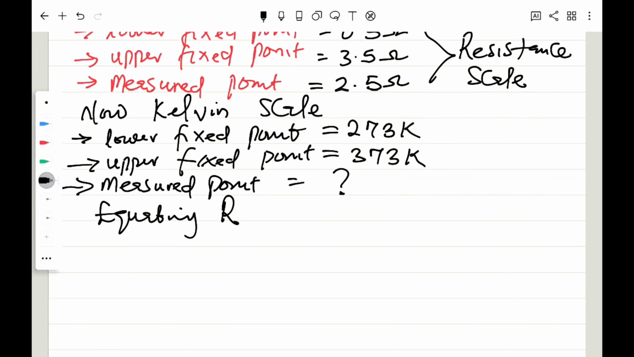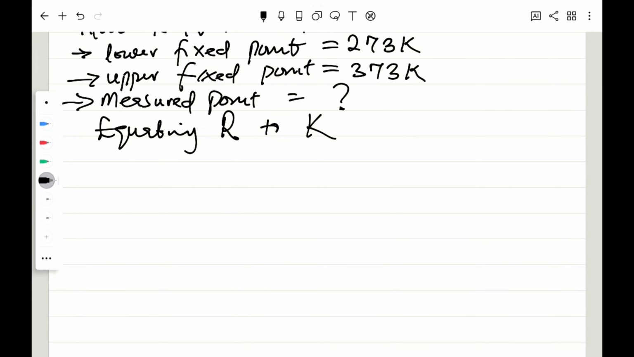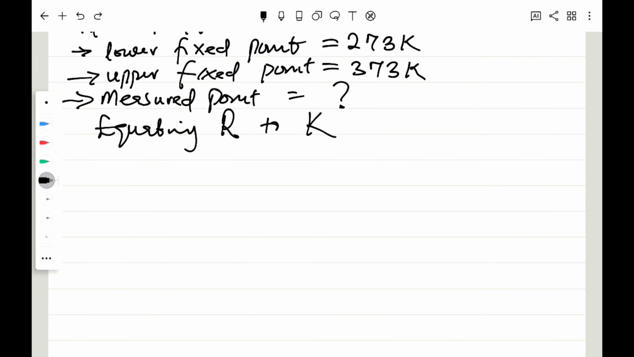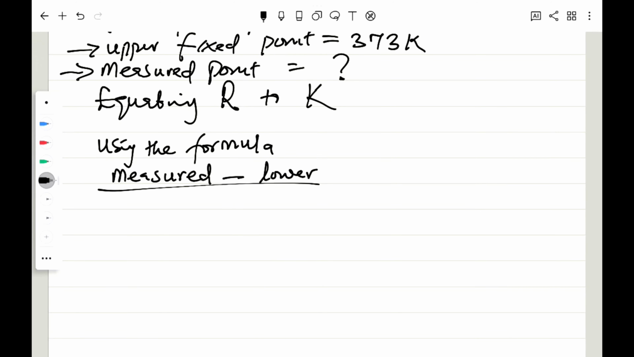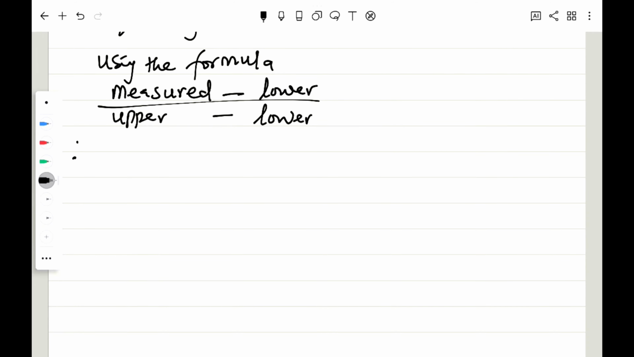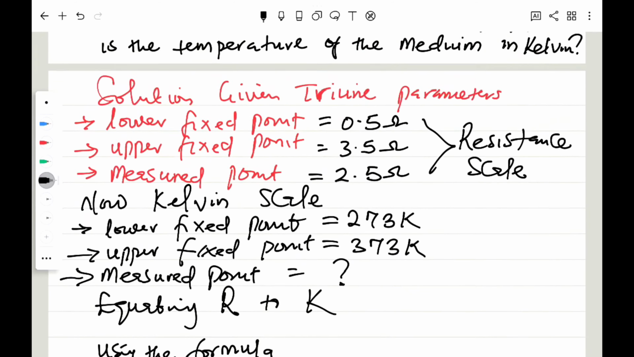So we're going to equate the two formulas together. So what is the original formula? How do you construct or derive your equation or formula? You will know that your measured point minus your lower fixed point, all divided by upper fixed point minus your lower fixed point. If you understand this, you form or derive your formula. So measured minus lower divided by upper minus lower. That is it. So I'm going to equate this for both resistance and absolute Kelvin scale.